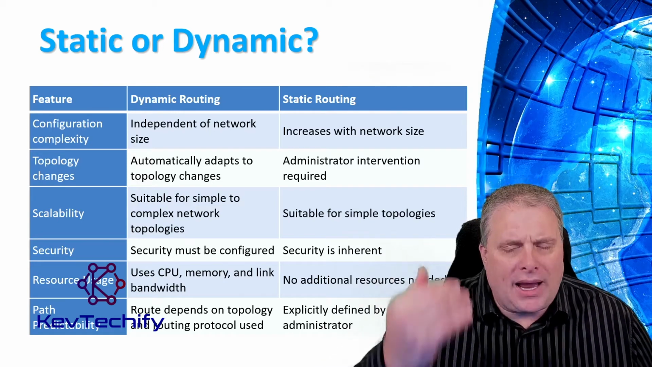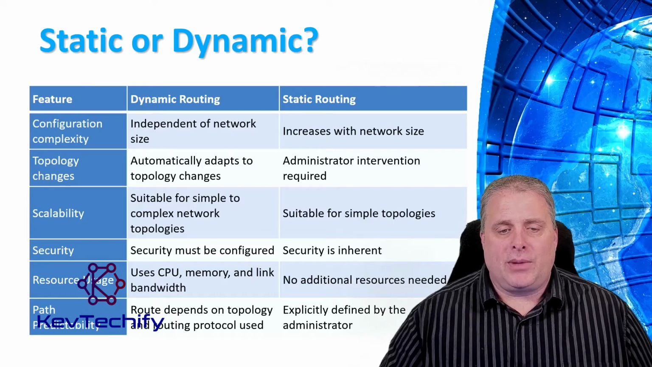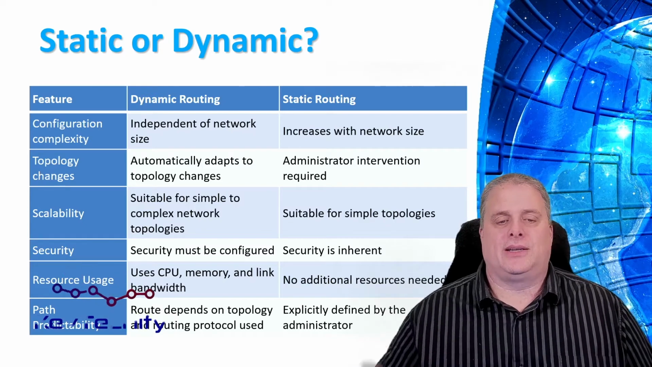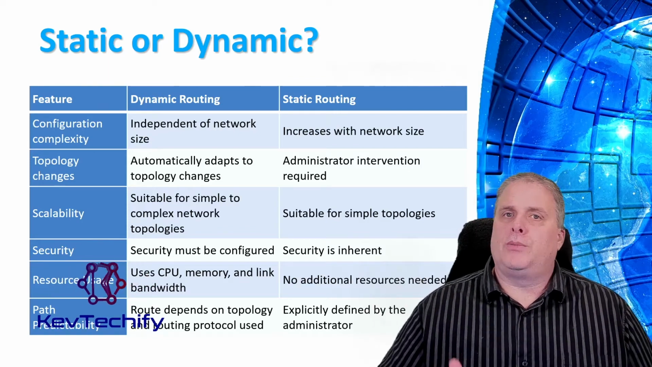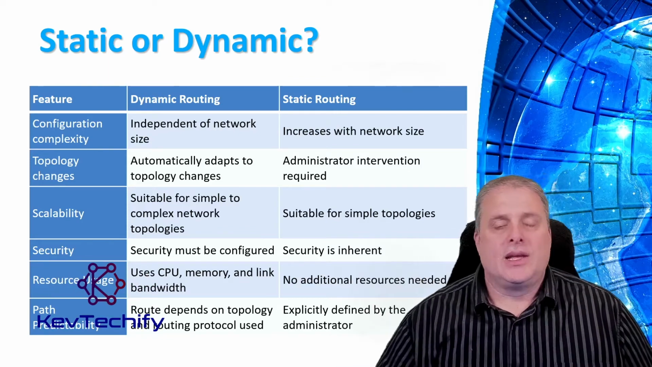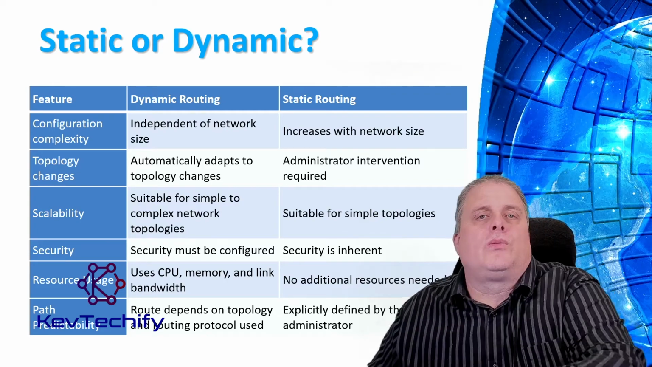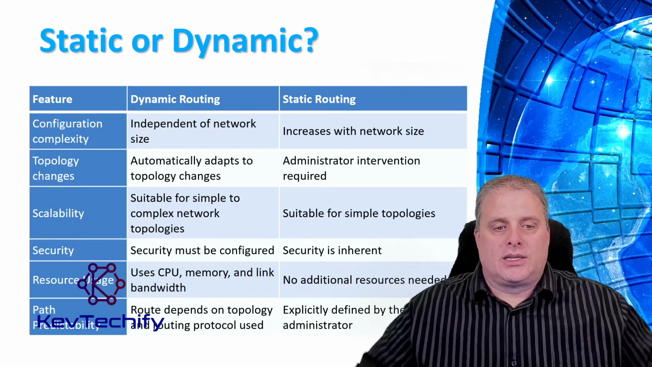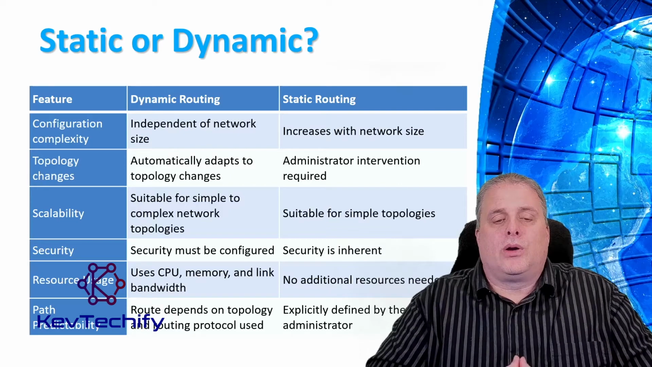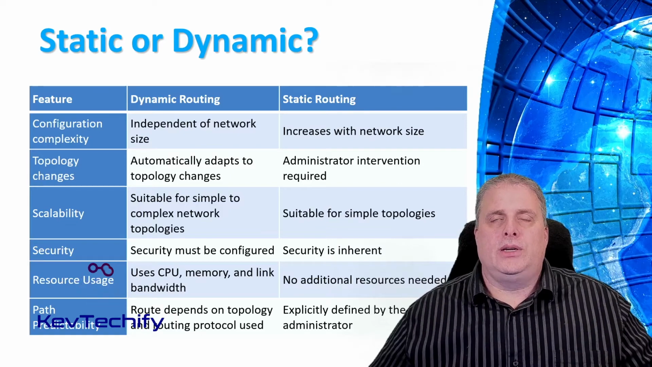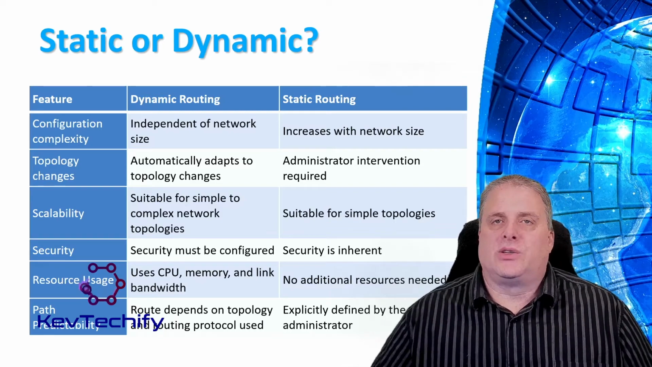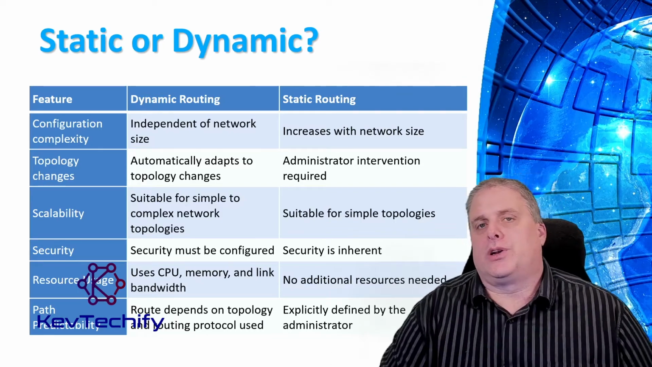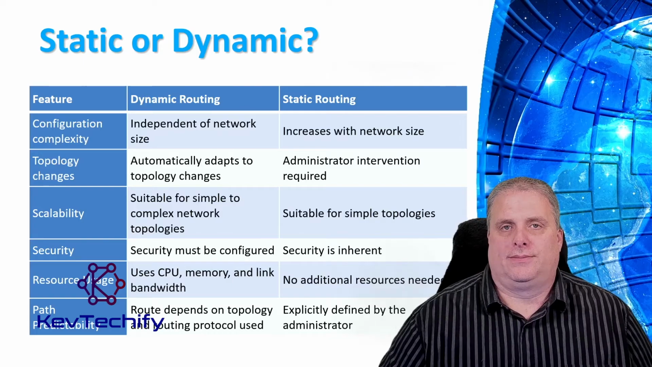And then when we look at path predictability, for dynamic routing, it depends on your topology and even what protocol you use. Some protocols will determine that going to the left is the best path. Some protocols will determine going to the right is the best path. It's up to the topology and the routing protocol used. Static routing, you as the administrator, you determine which is the best path. So you know exactly how your traffic is going to cross your network.